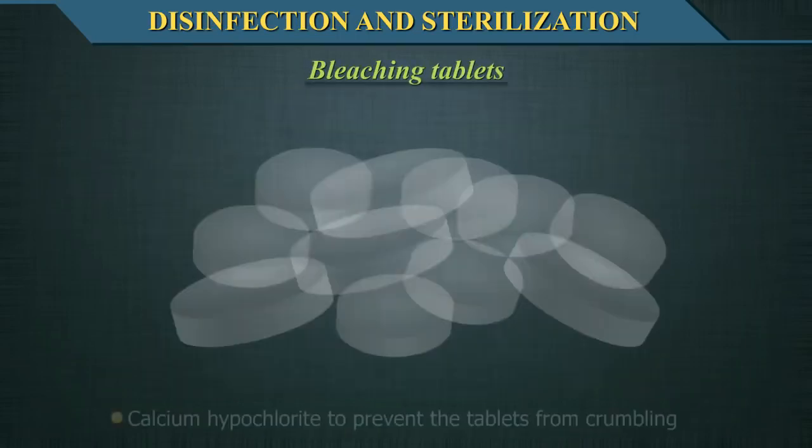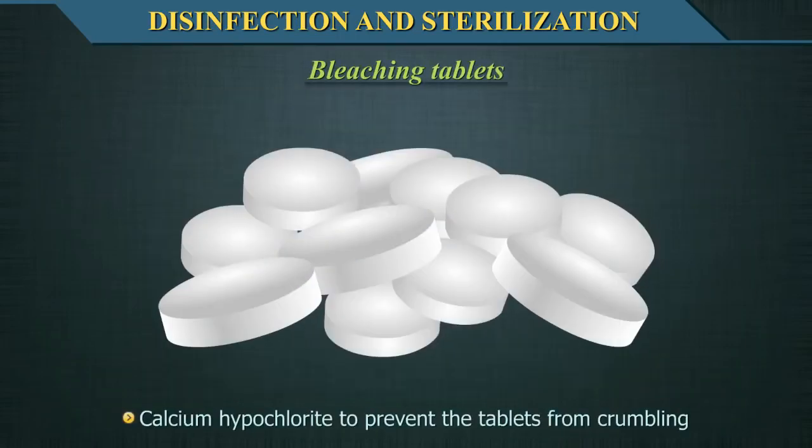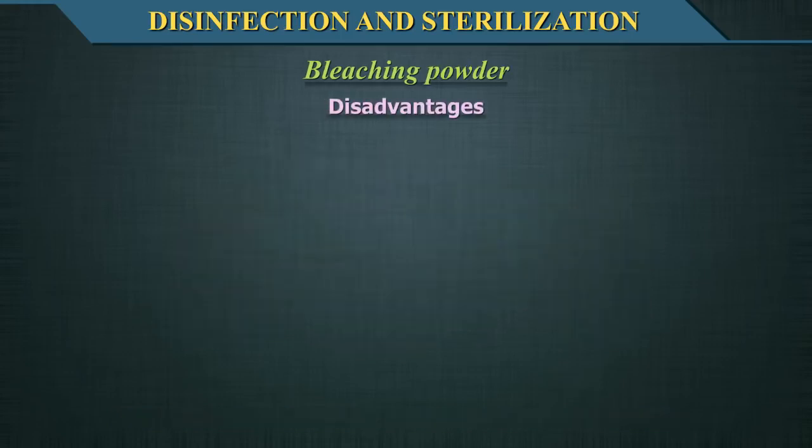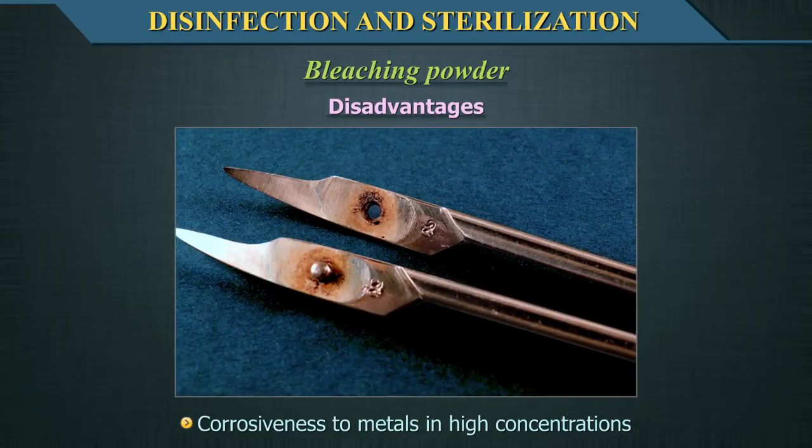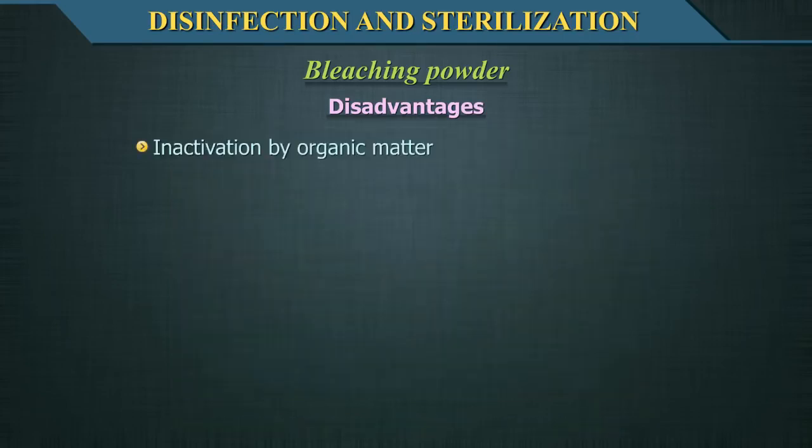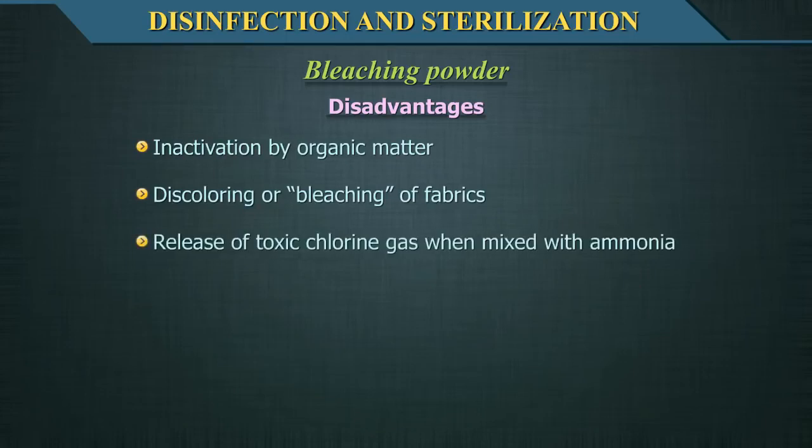Bleaching tablets contain calcium hypochlorite and other ingredients to prevent the tablets from crumbling. Other disadvantages of hypochlorites include corrosiveness to metals in high concentrations, that is, more than 500 ppm, inactivation by organic matter, discoloring or bleaching of fabrics, and release of toxic chlorine gas when mixed with ammonia or acid, for example, household cleaning agents.